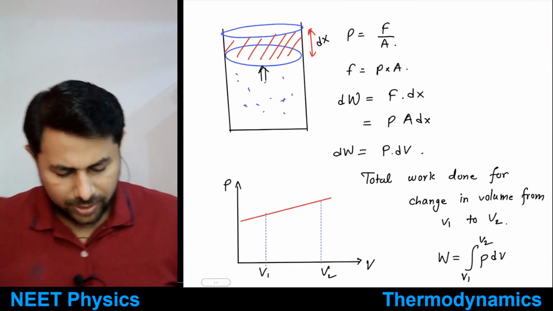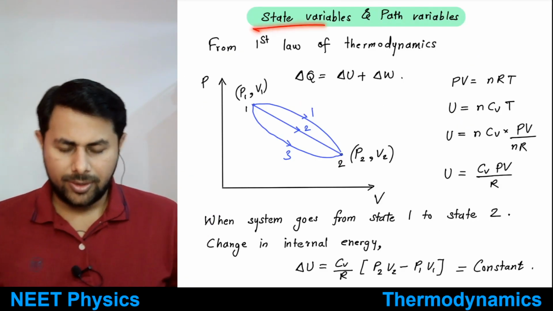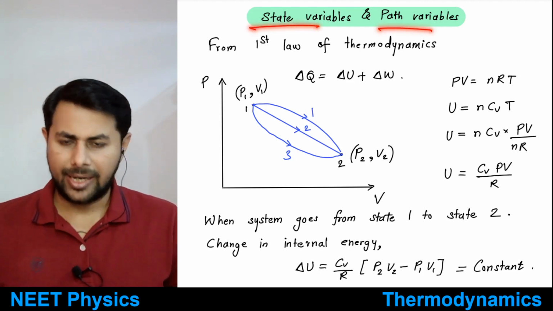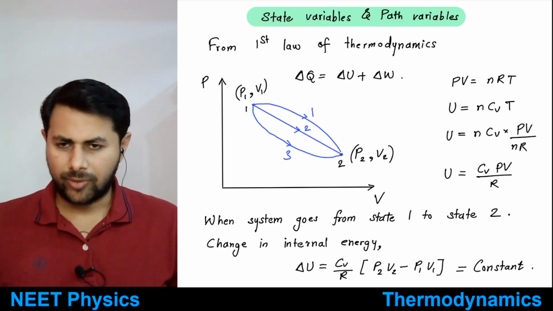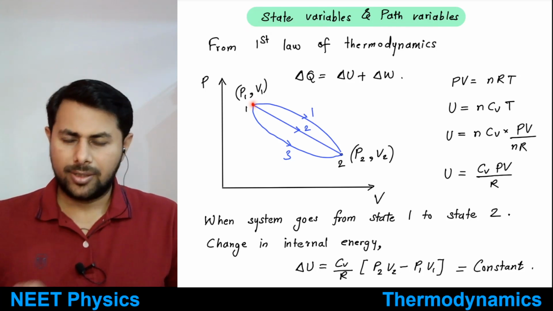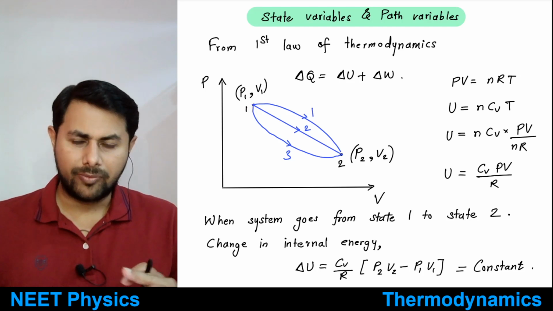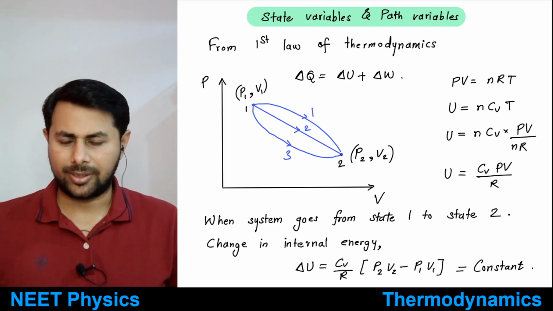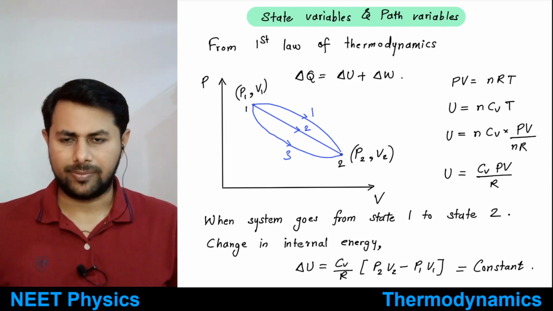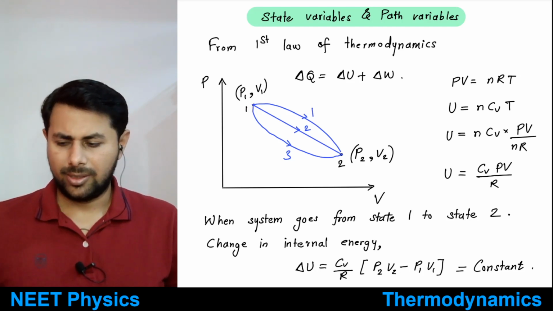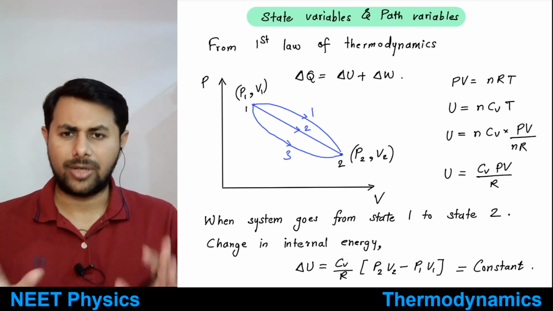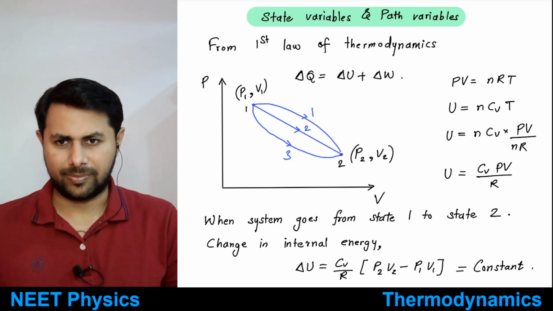So let's go back to the theory. Now let's understand another thing, which is called a state variable and path variable. So what are state variables? See, the macroscopic variables, pressure, volume and temperature, etc., they define the thermodynamic state of a system. The values of macroscopic variables at some time define the thermodynamic state of a system.